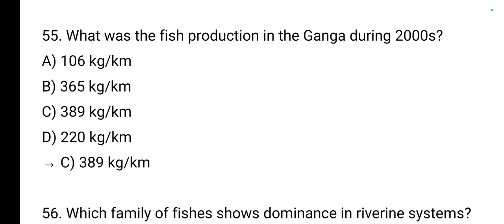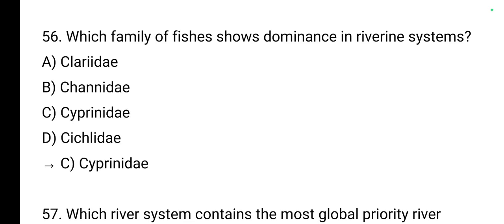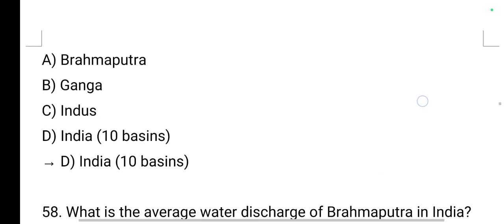What was the fish production in the Ganga during 2000? So it is 389 kg per kilometer. Which family of fishes show dominance in riverine system? So the answer is Cyprinidae. Which river system contains the most global priority river basins for biodiversity? So the answer is 10 basins of India.